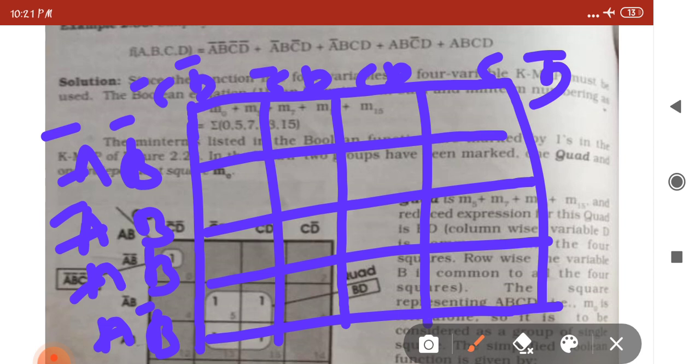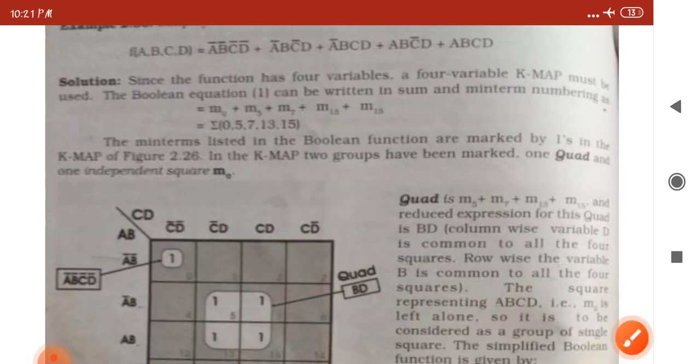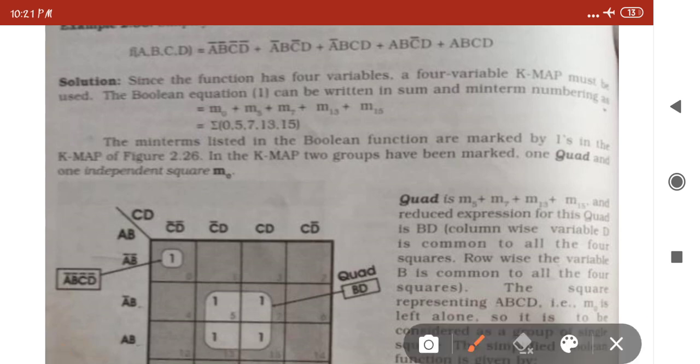What they have given? A bar, B bar, C bar, D bar. This is the one. And A bar, B, C bar, D. This one. And next, A bar, B, C, D. A, B, C bar, D. A, B, C, D. Yes, this is the way we have done that one.